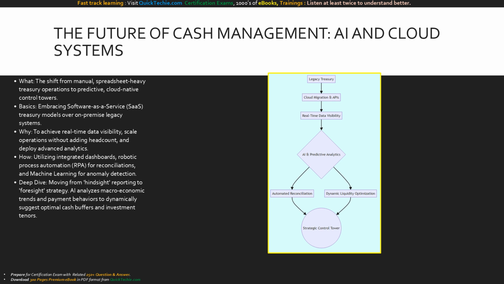Thank you for watching. Our final diagram maps your technological roadmap to the future. Starting at Legacy Treasury, the first required step is cloud migration and APIs. This foundational upgrade unlocks real-time data visibility.